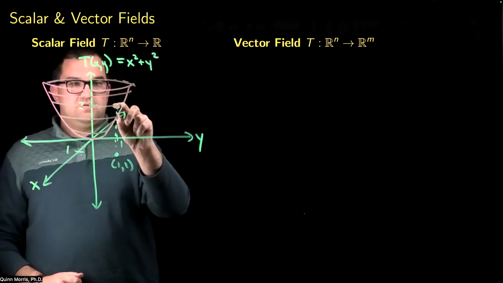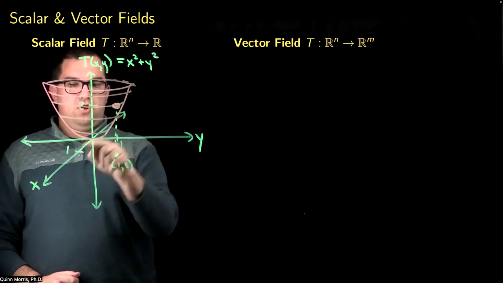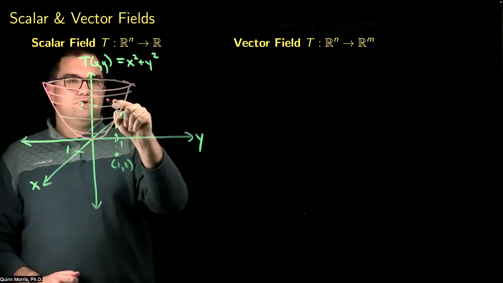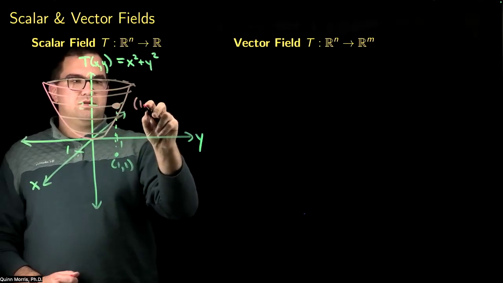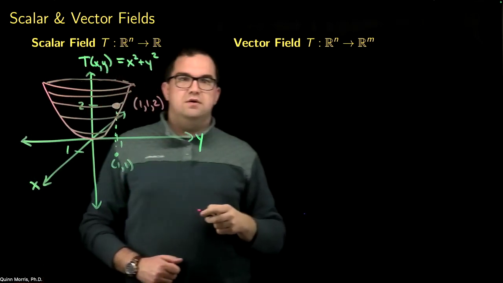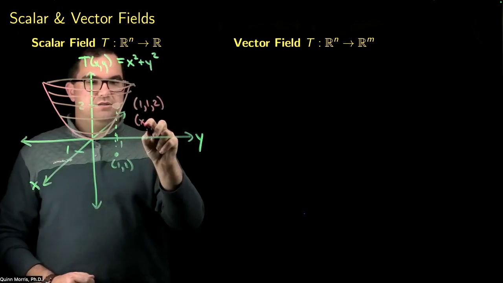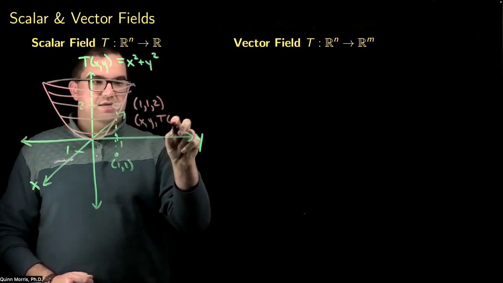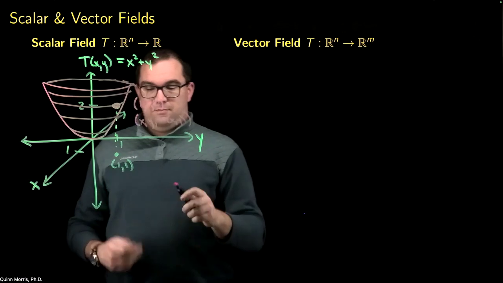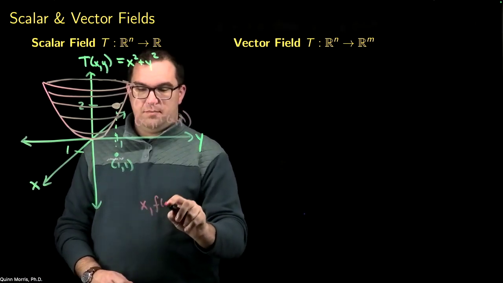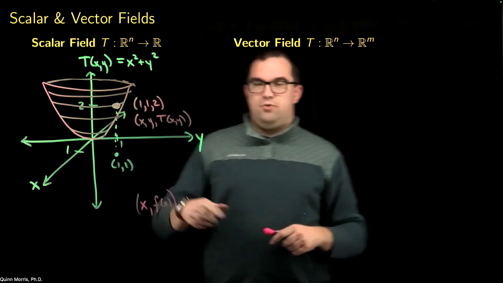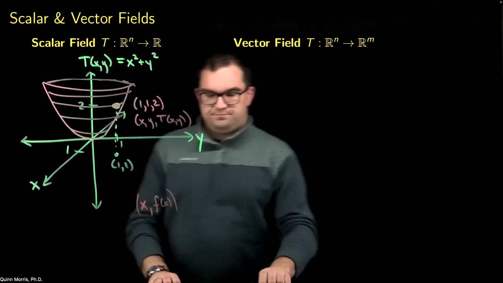So again, this point is on the surface precisely because when I plug in x is 1, y is 1, that maps up to the point 2. And so this point 1, 1, 2 lies on this surface because this is just x comma y comma T of x, y, right? Just like when we graph a function in the plane, we plot the points x comma f of x, and that collection of points for all x in the domain of f gives me the graph of that function.